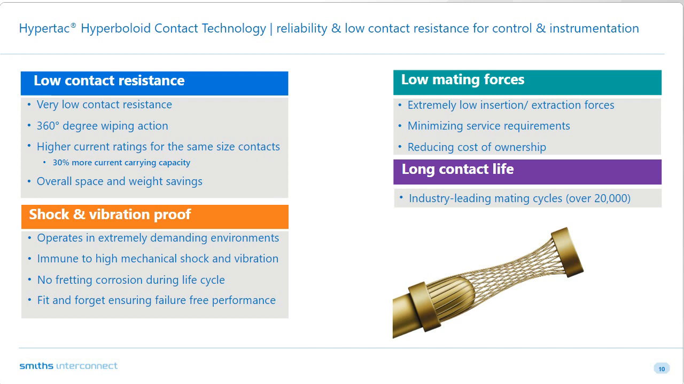And finally, long contact life. A contact of this nature typically gives an industry-leading mating cycles of 20,000. So if you package all of this together, you have basically secured an extremely high-quality contact at the heart of the product, around which the rest of the product develops.